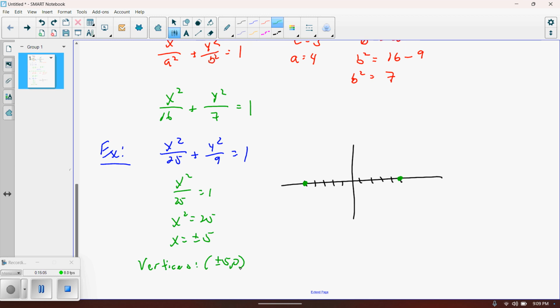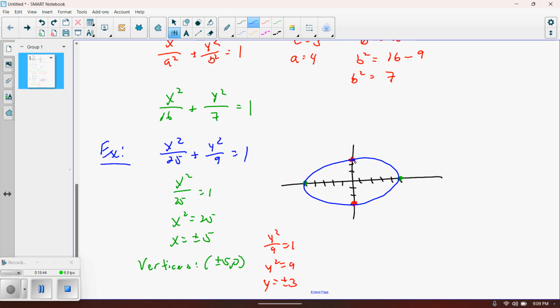Okay, I can find the co-vertices, or the minor axis vertices. Same idea. If I want to find the y-intercepts, we're going to let x equal 0. So that means I have y squared over 9 equals 1. Multiplying by 9 gives me y squared equals 9, so y would be plus or minus 3. So 1, 2, 3, 1, 2, 3. And you can certainly see how the stretch is going to be much bigger in the x direction than in the y direction. And then we can go ahead and sketch right through those vertices and co-vertices.